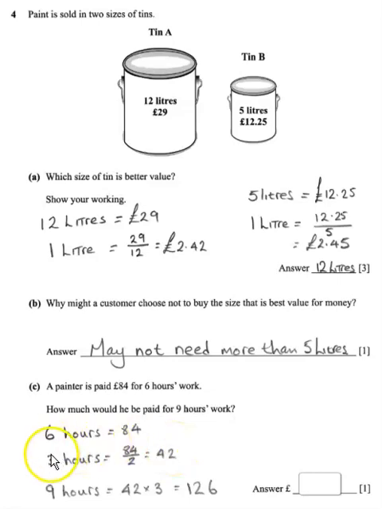And then for 9 hours, so I'm just timesing that by 3. So I times this one by 3. So 42 times 3 is £126.